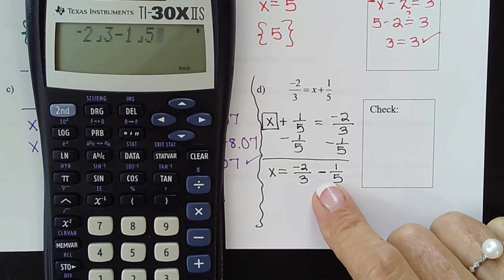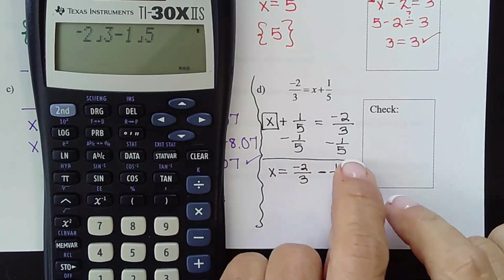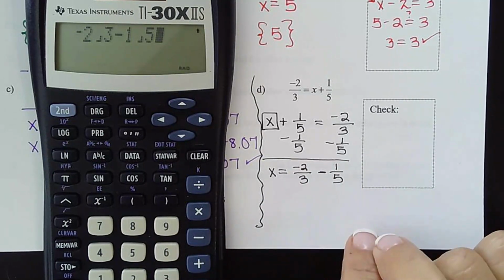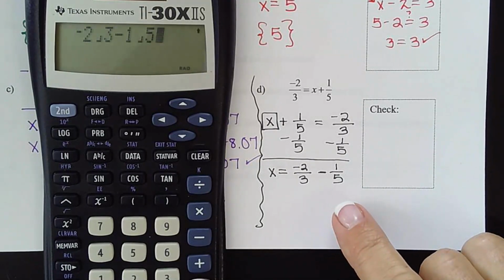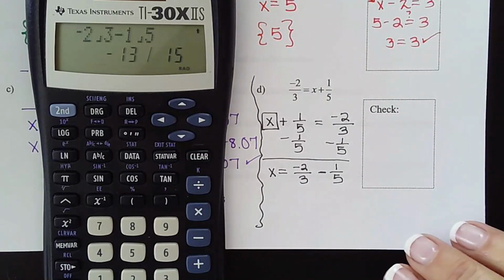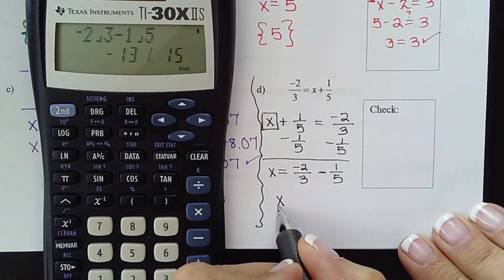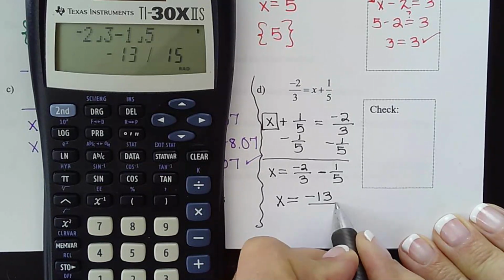It's so easy. Think of the work you would have to do. You'd have to multiply this by 5/5, this by 3/3, subtract the two new fractions, and then simplify. The calculator does it all in one button push. Ding, ding, ding. It's super nice. So that means my apparent answer is negative 13/15.